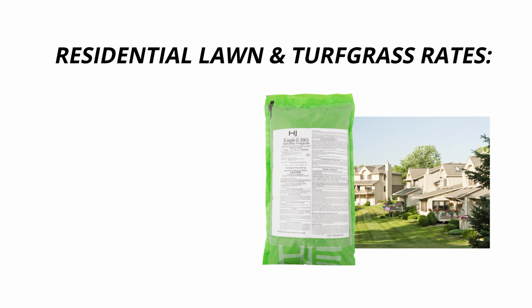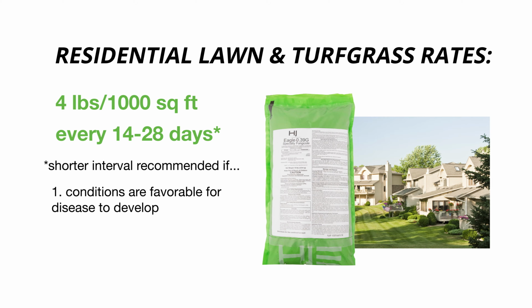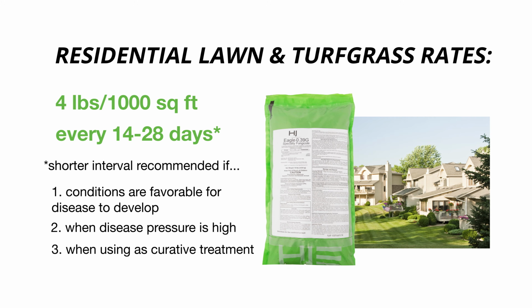In residential lawns and turf grasses, apply at a rate of 4 pounds per 1,000 square feet every 14 to 28 days, depending on the disease being treated. If application intervals are given for a specific disease, shorter application intervals are recommended when the conditions are favorable for the disease to develop, when disease pressure is high, or when using as a curative treatment.